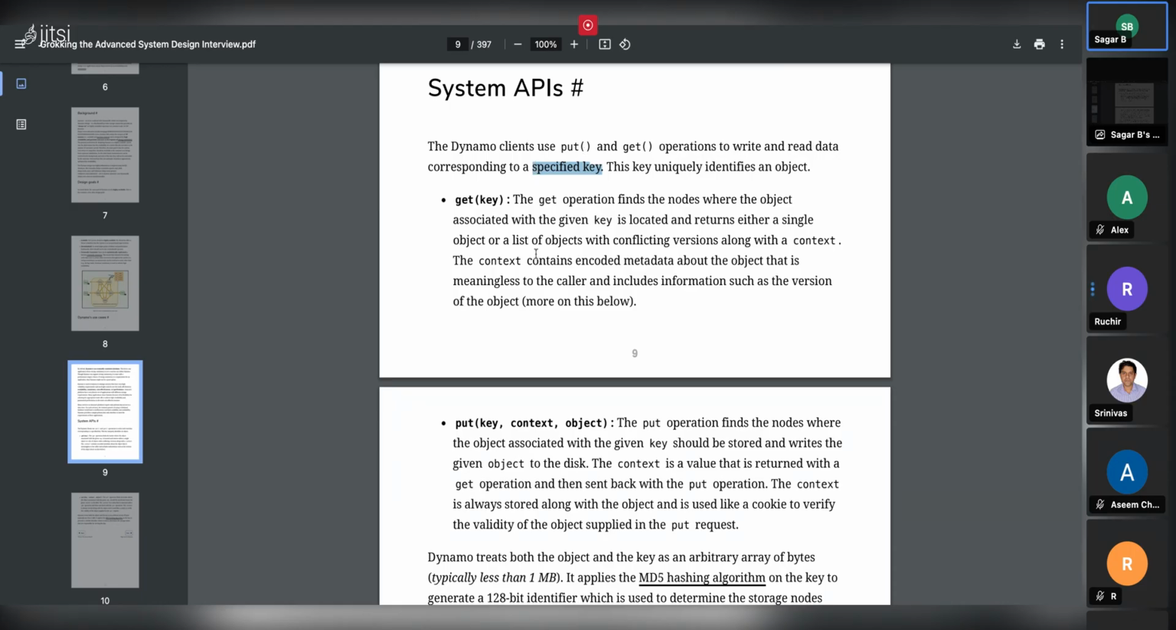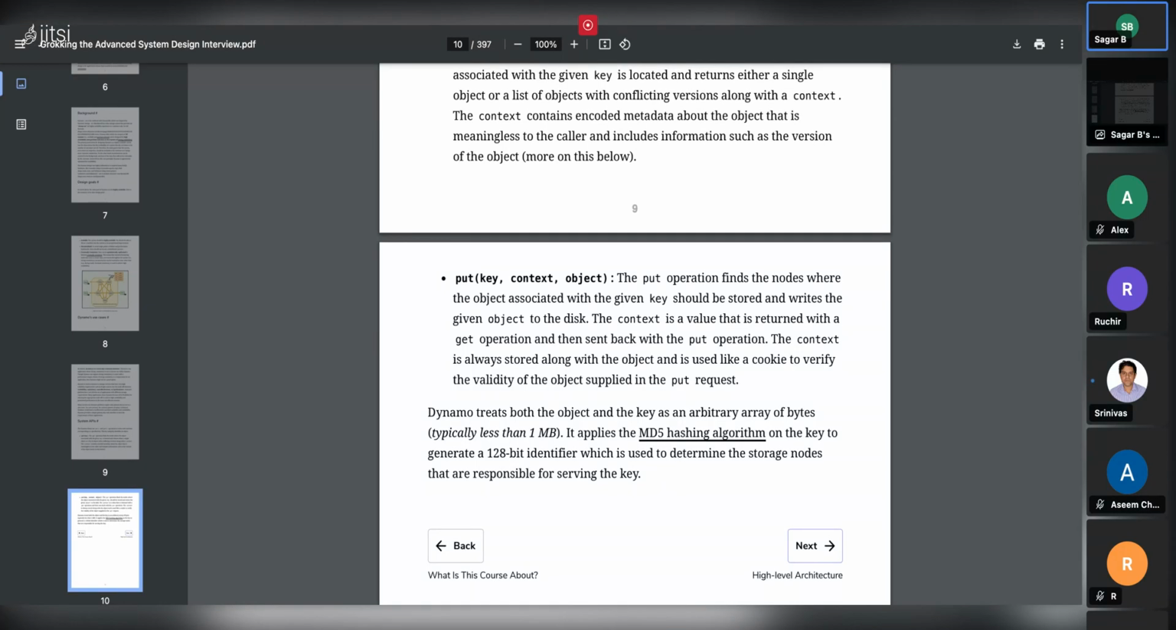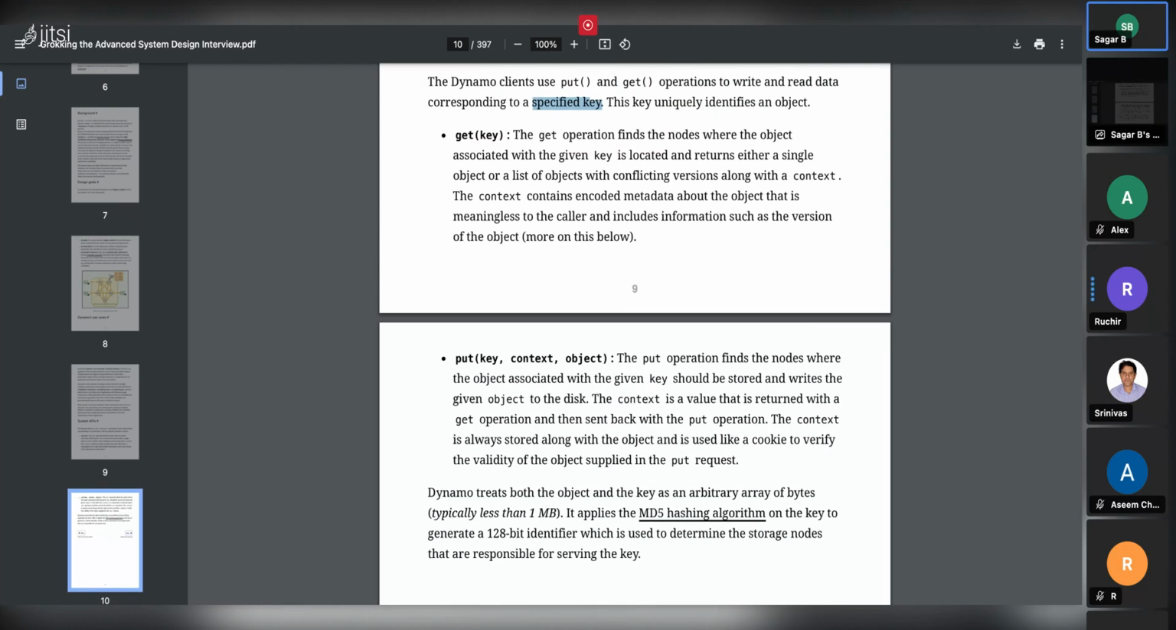But they are saying that they would use that key to identify the node. That's what they are saying below. I think the key is a combination of a unique identifier plus something else also. Maybe we'll see that further down in the architecture diagram.